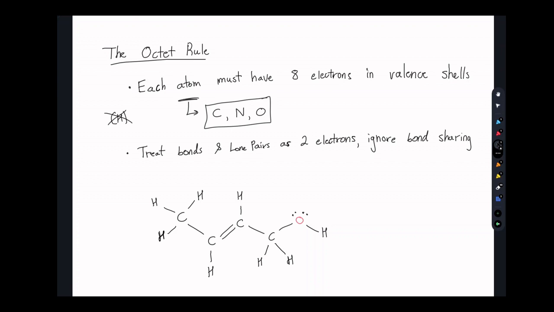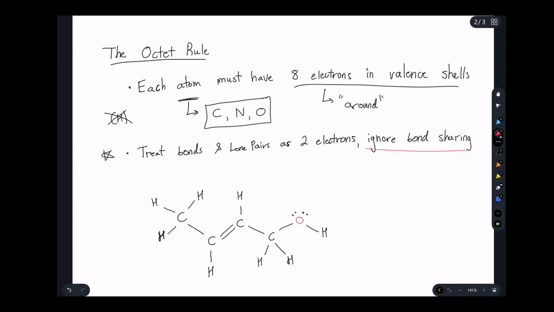Now, when we talk about electrons in the valence shell, what we really mean is just the electrons around the atom. When we talk about the octet rule, we don't care if those electrons come in the form of bonds or lone pairs. We're going to treat bonds and lone pairs as if they're just 2 electrons each. We're ignoring the fact that bonds are being shared. This won't be the case when we discuss formal charge, but when we talk about the octet rule, we're just asking about what's around each atom.